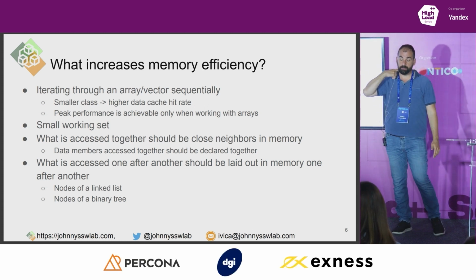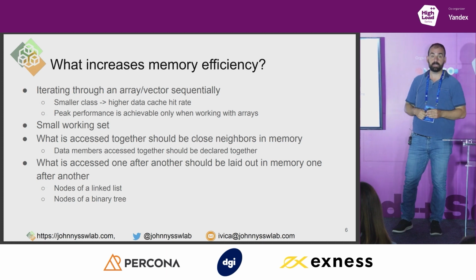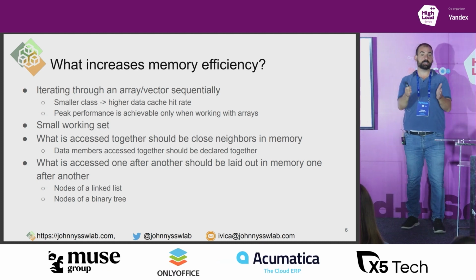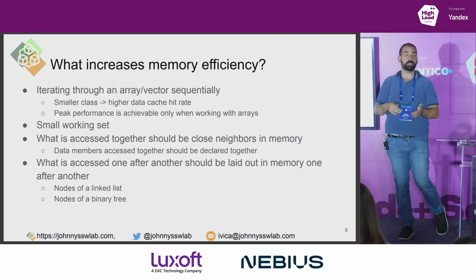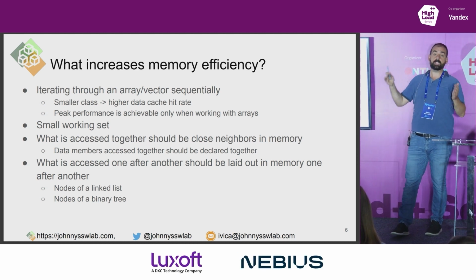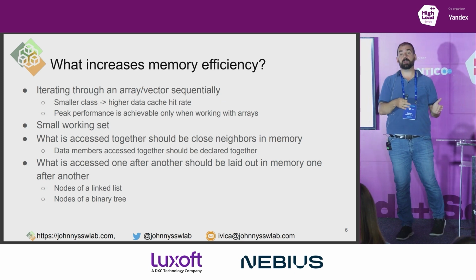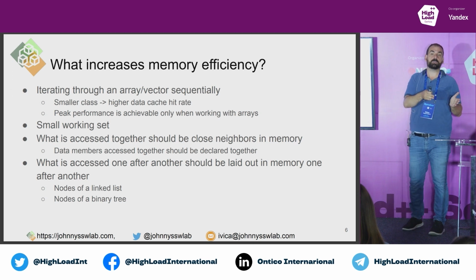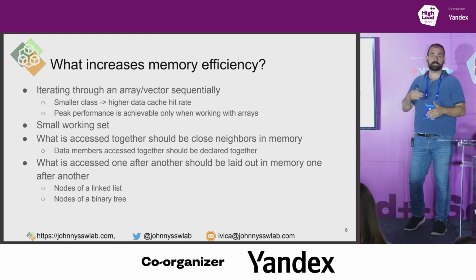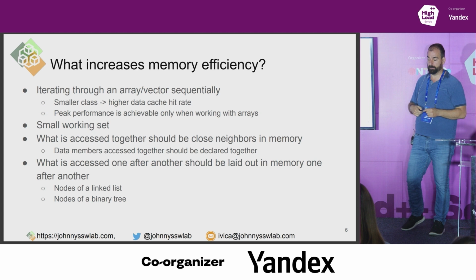Next, what increases memory efficiency is having small working sets. Imagine a binary tree which is 8 kilobytes, which can completely fit in the level 1 cache, versus another which is 8 megabytes, which doesn't fit in L1, maybe it fits in L3, maybe not. But access to the small binary tree is much, much faster than to a large binary tree.